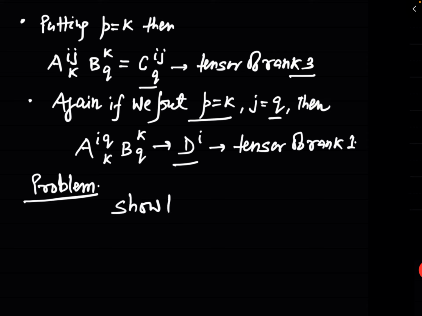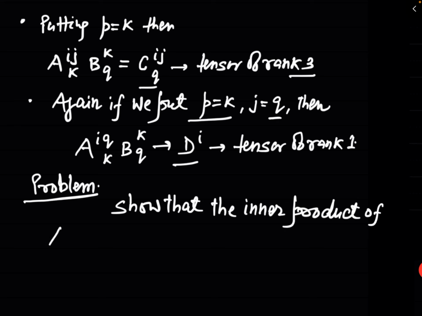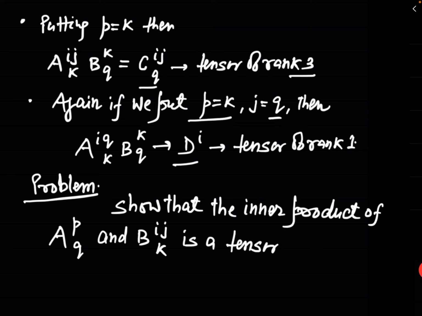In this problem, we have to show that the inner product of a tensor A super P sub Q and B super Ij sub K is a tensor of rank 3. We have to prove this.